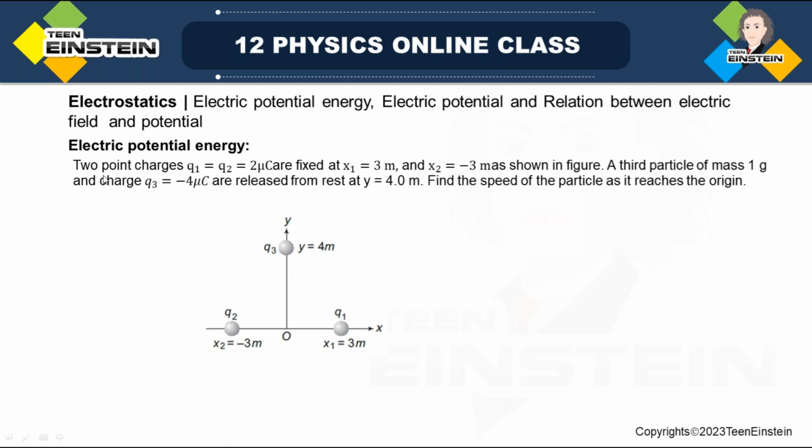So in this question it is said two point charges Q1 and Q2, equal to 2 microcoulomb, are fixed at x1, which is 3 meter, and x2, which is minus 3 meter. You can see this here. So Q1 and Q2 both are of 2 microcoulomb, and their position vectors are with respect to origin. This O is origin here. So this is plus 3 meter and this is minus 3 meter.